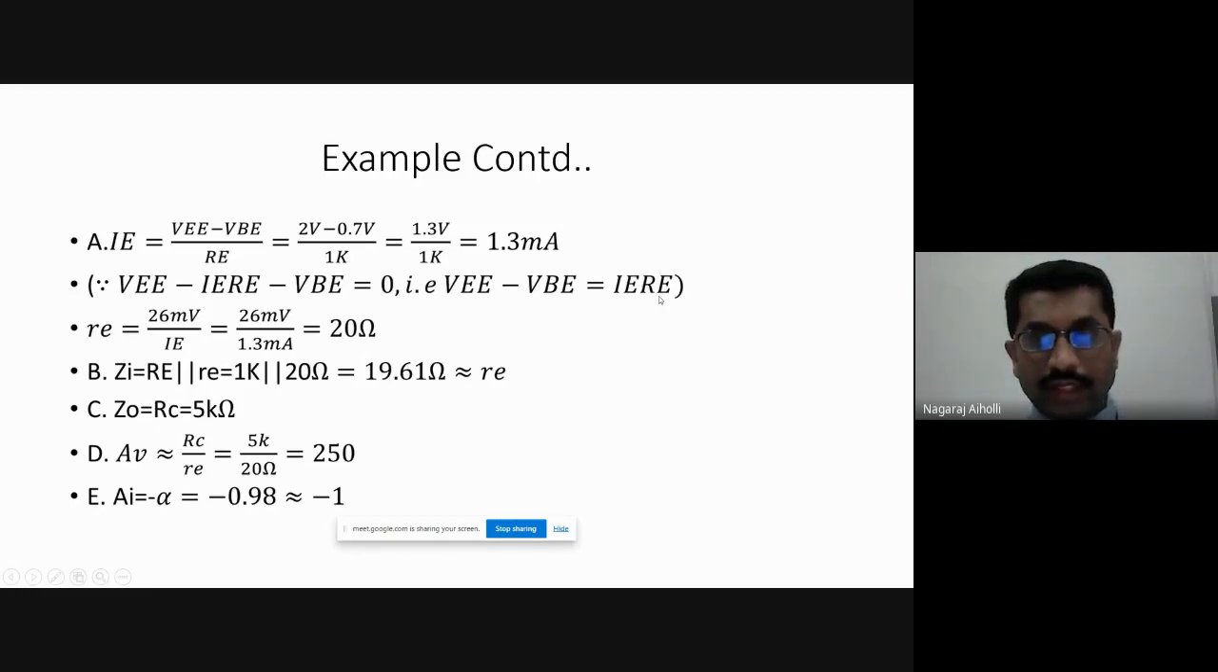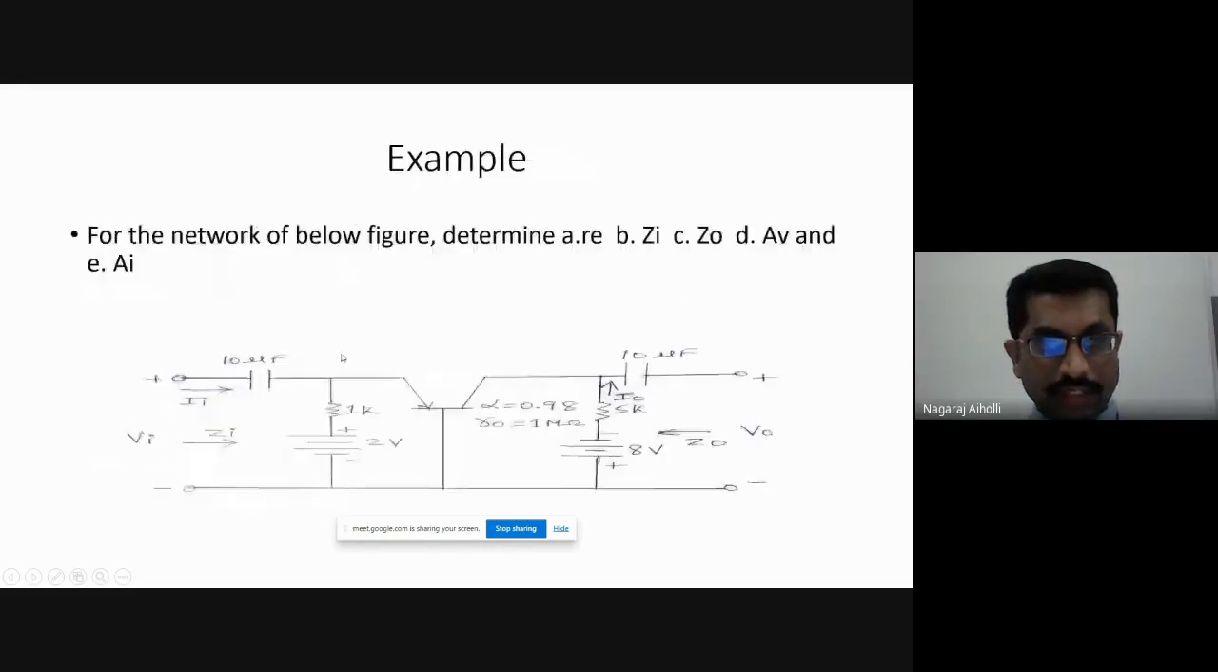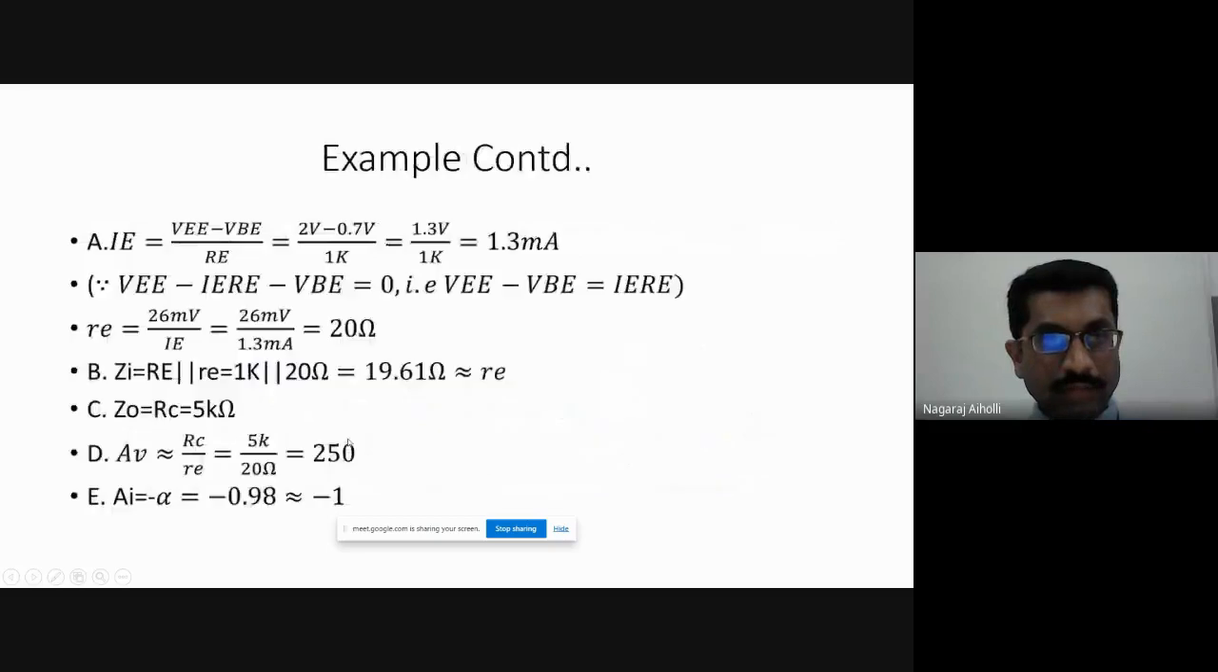Therefore, IE will be equal to VEE minus VBE by RE. What is the equation for emitter current? VEE minus VBE divided by RE. VEE is given as 2 volts in the circuit, minus VBE, which is 0.7 volt, divided by 1 kilo. RE is 1 kilo.